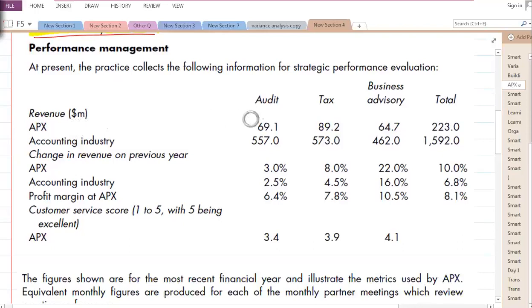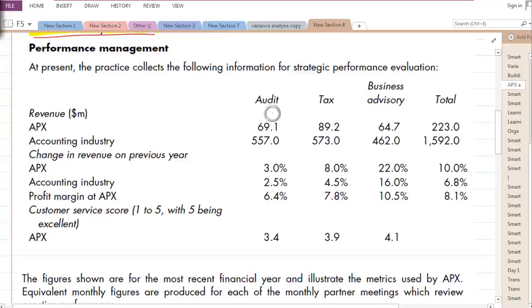We have the revenue over here for audit, tax, and business advisory, right? The revenue from audit, revenue from tax, and revenue from business advisory. The overall APX revenue from these three services. And then we have the figures from the accounting industry as well. Like what are the other people getting, right? The overall figures in the accounting industry that can be used for comparison.